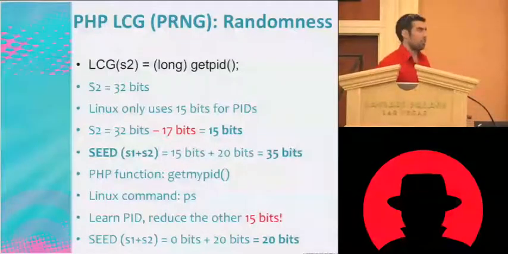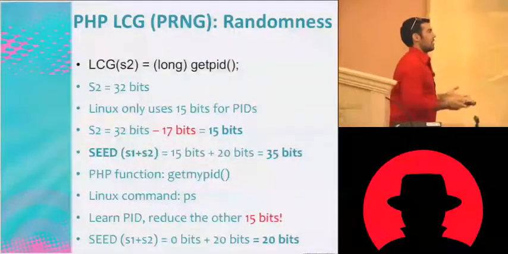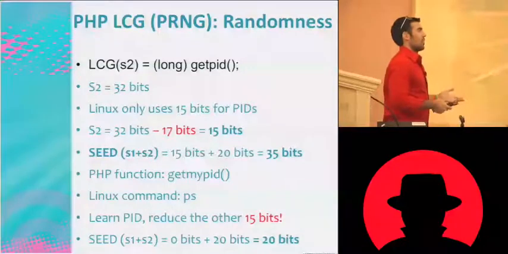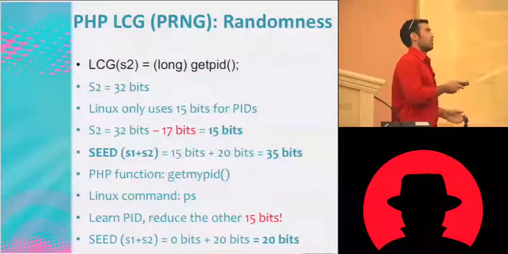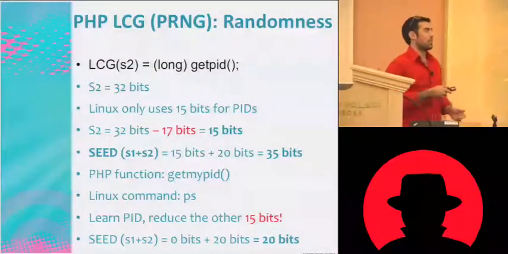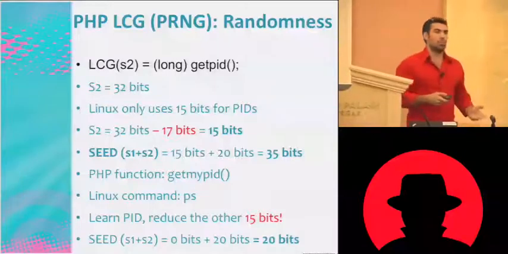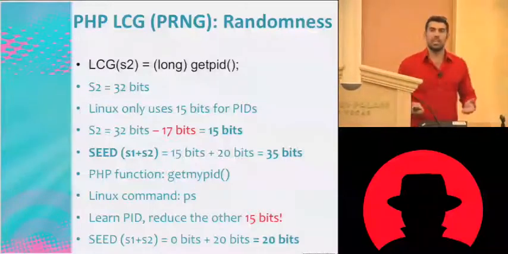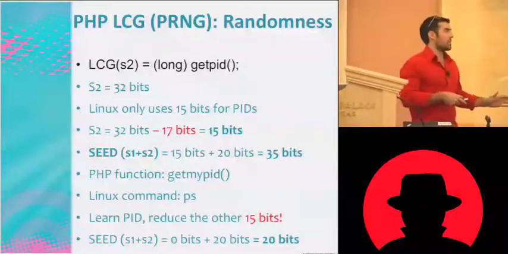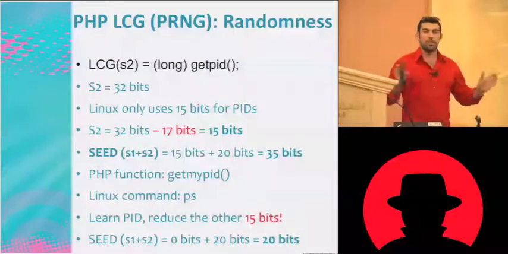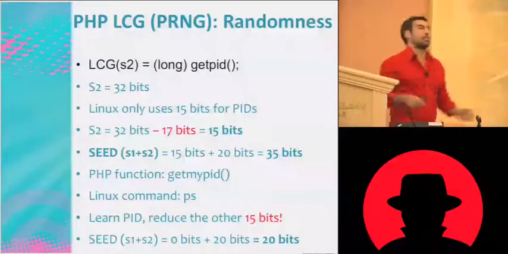Now, if we look at S2, that's the process ID. We all know process IDs are not too random. One problem here is it's 32-bit. This is 32 bits of the seed. Well, Linux only uses 15 bits for process IDs. So immediately you're reducing 17 bits, just off the bat, without knowing anything about the system.